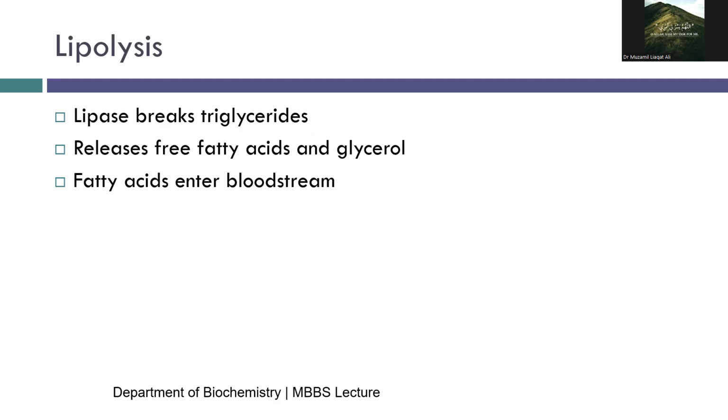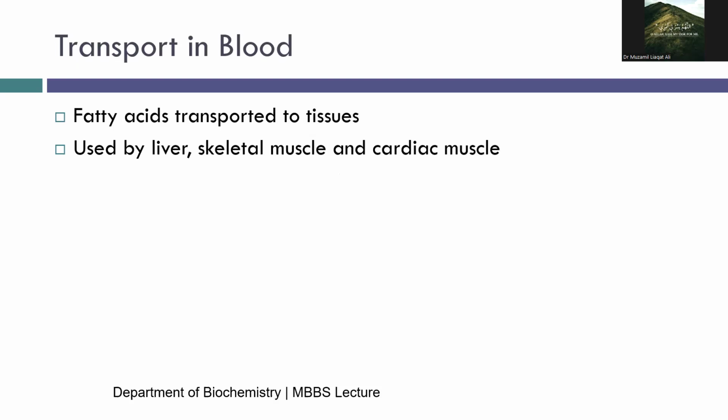The next one is the transport in the blood. Free fatty acids are transported in the blood bound to albumin. They are taken up mainly by the liver, skeletal muscle, and the cardiac muscle, tissues rich in mitochondria.